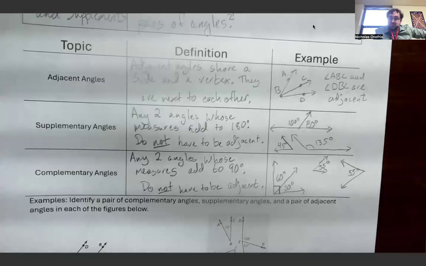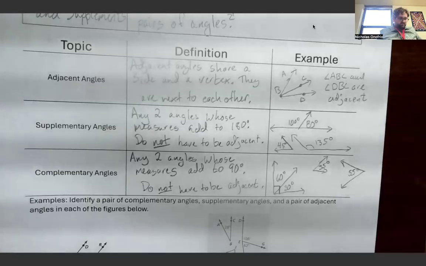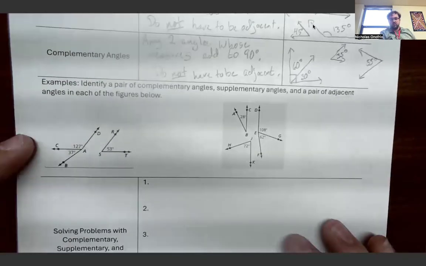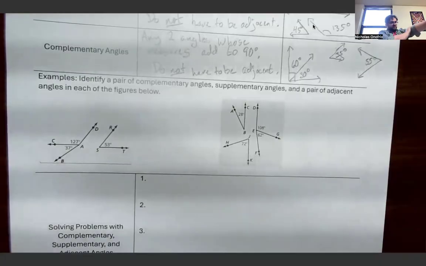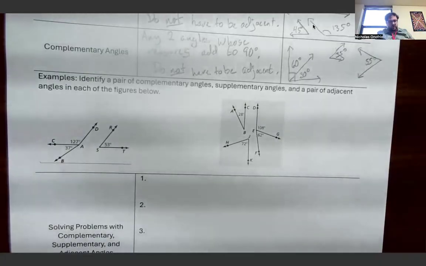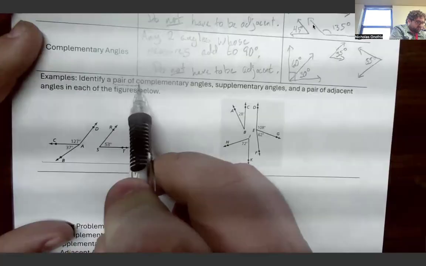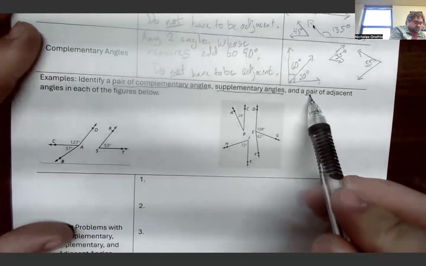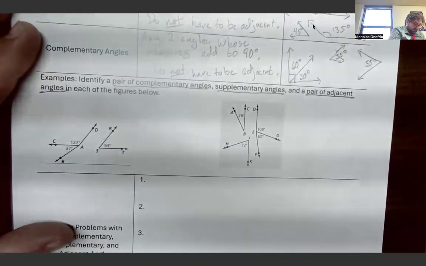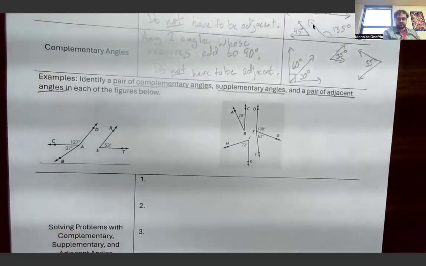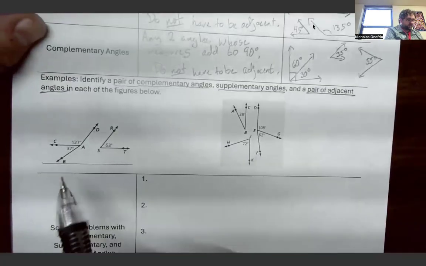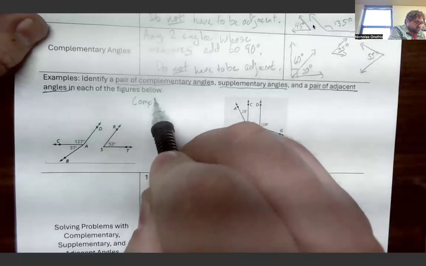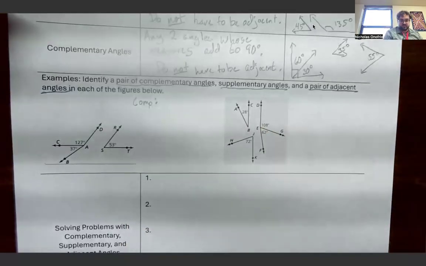All right. And we're back to it. Let's look at some examples. So for our first set of examples today, we're not going to do anything with equations. We're going to keep it nice, easy, breezy. We are going to identify a pair of complementary angles, a pair of supplementary angles, and a pair of adjacent angles in each figure below. So we'll start with our figure on the left, and we'll start with our complementary. I usually abbreviate that comp.